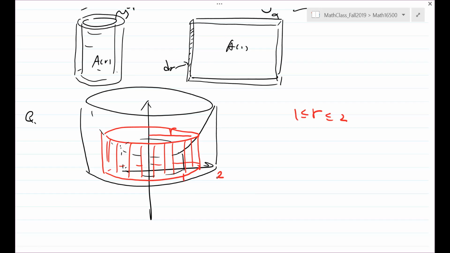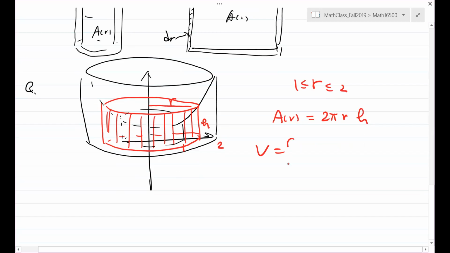If this is an h, the area at that r is going to be 2 pi r times h. How do you find the surface area of the cylinder? The circumference of the circle, because when you open it with a scissor, you get a rectangle. The length is 2 pi r, and h is the height. So that's it. Then the volume is going to be the integral from 1 to 2 of A(r) dr.